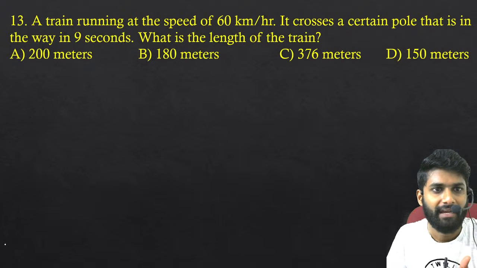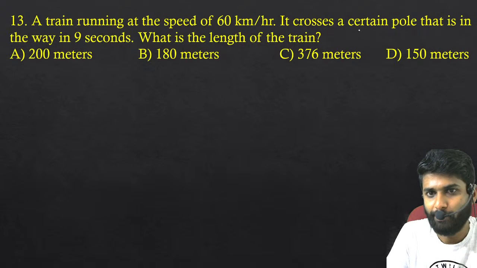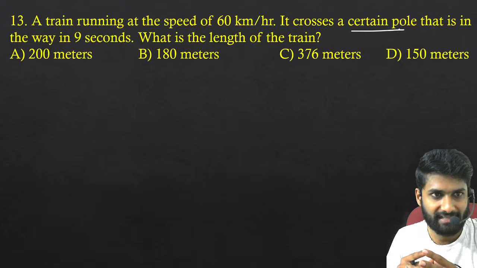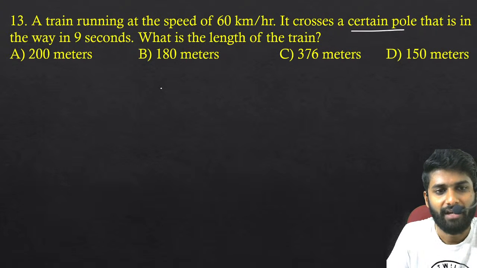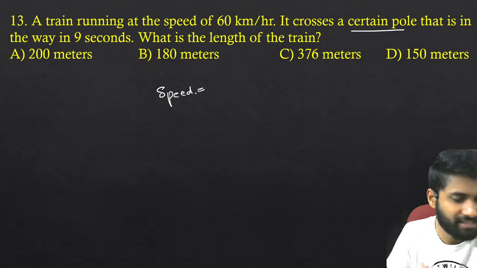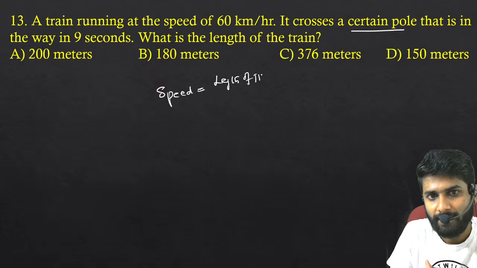Yes, here is the question. A train running at a speed of 60 km per hour crosses a certain pole. A certain pole means that it is a stationary thing. It takes 9 seconds. What is the length of the train? Now, I clearly mentioned that when any train crosses a stationary pole, the speed becomes the length of the train divided by time.